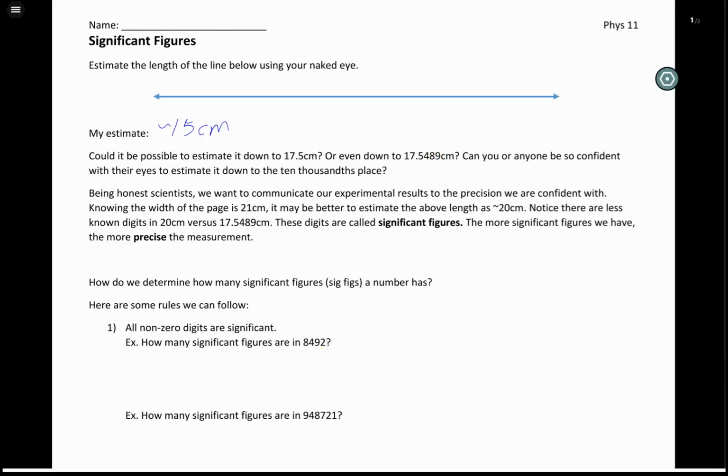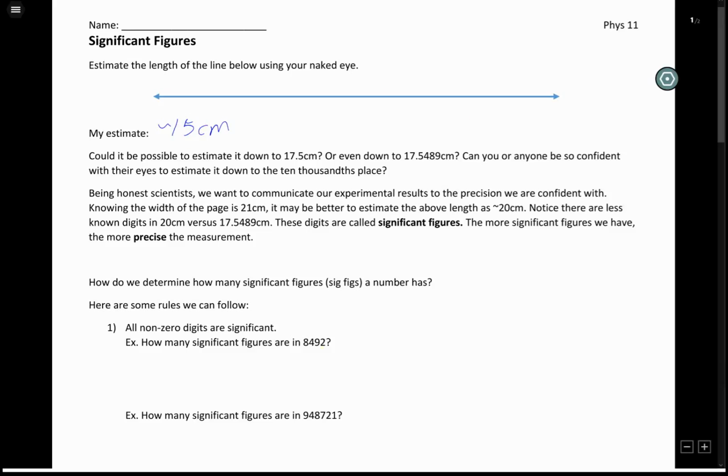So how do we show our confidence in our measurements, in our readings? Well, being honest scientists, we want to communicate our experimental results to the level of precision that we're confident with. If you're not confident up to the 10,000s place, then as an honest scientist, we don't want to write all these digits that could potentially be false. Maybe the best guess of the length of this page might be roughly 20 centimeters, or 10 to 20 centimeters. As for me, it was already hard to estimate down to the ones place.